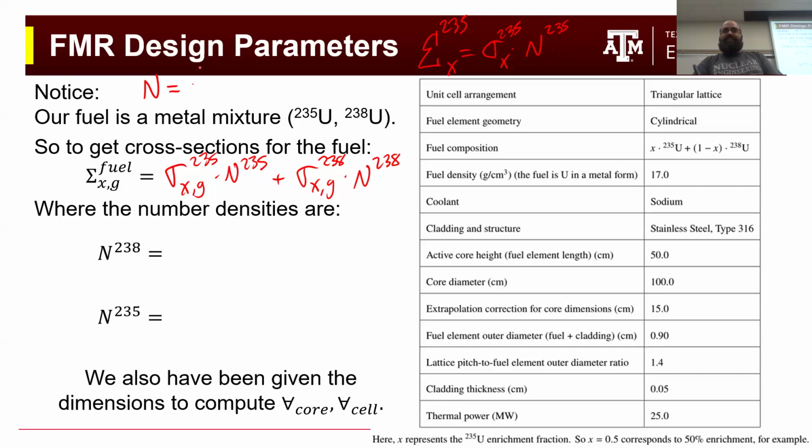Rho times something divided by something. The atomic mass goes in the bottom, and Avogadro's number goes in the top. That's the general way that you can write it. But here, because we have this mixture of nuclides, you have to also include the enrichment percentage. So for 238, it's going to be 1 minus the enrichment times the density of the fuel times Avogadro's number divided by the atomic mass of 238, which would be 238 grams per mole.